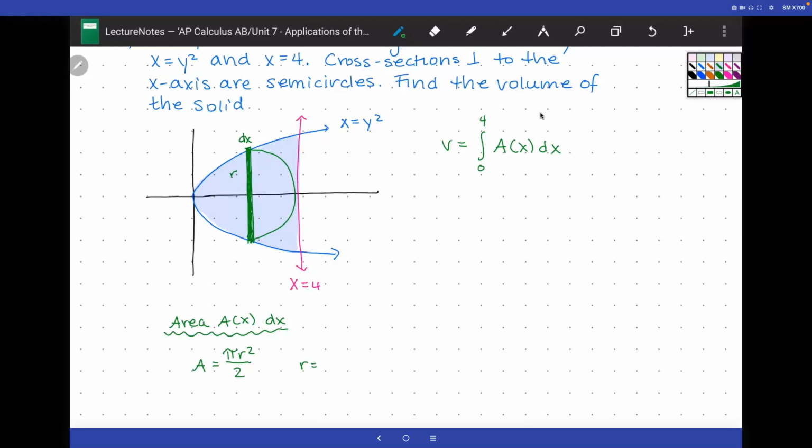What do I have to do with that? So it's based on x. That's the key. Remember, it's a dx problem. So I just have to make sure my equations are solved for y. So x equals y squared, or y equals plus or minus square root of x. So the radius is the positive square root of x minus 0, or just square root of x.